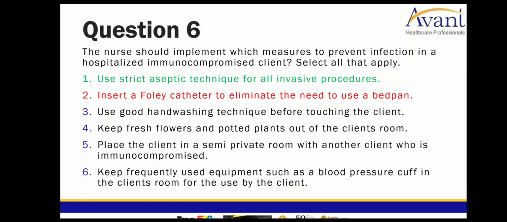Number three says use good hand washing technique before touching the client. Well, I think that's a given. That's best practice, and that's one of the things that we do. Now, this one is a little trickier. I'm sure some of you struggled with number four. Keep fresh flowers and potted plants out of the client's room. One of the things you have to be aware of, especially with neutropenic patients, when you're doing neutropenic precautions, is to make sure you're not bringing anything that would harbor some kind of bacteria or virus. Flowers and potted plants can harbor bacteria that can be a problem for patients who are immunocompromised.